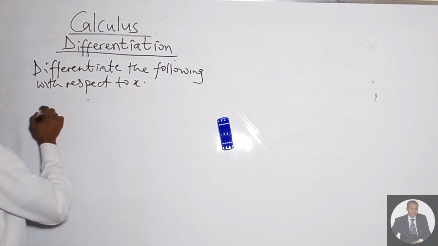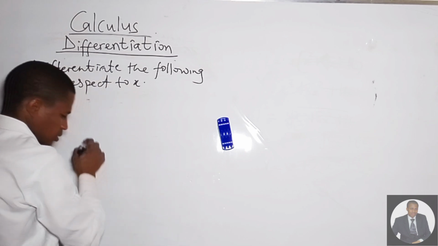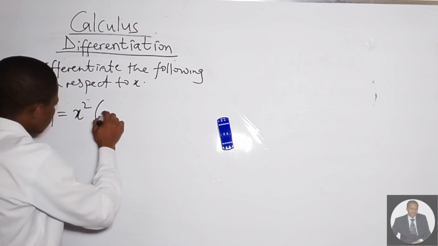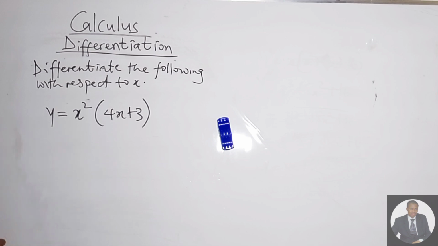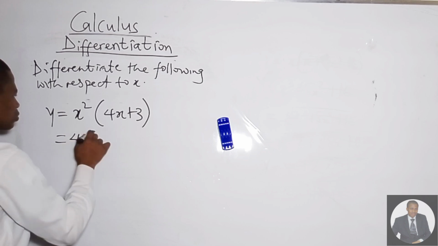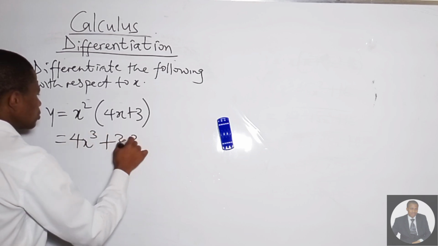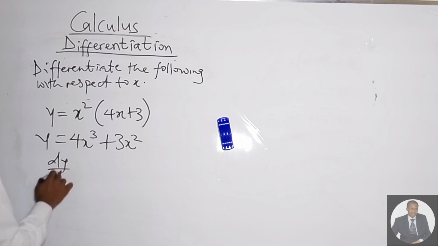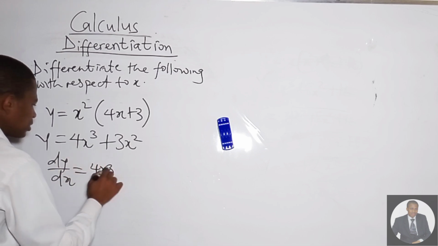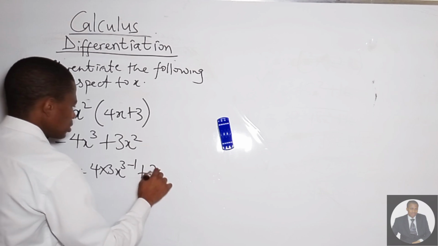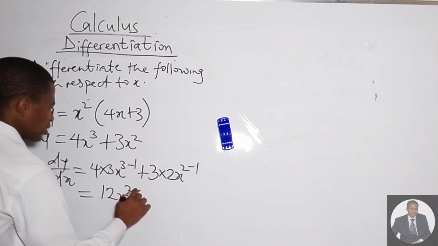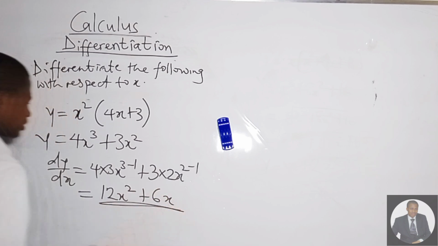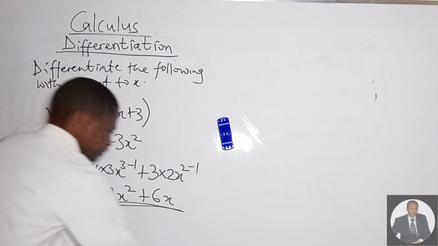Another question, y equals x squared into 4x plus 3. Before we can find the derivative of this, the differential coefficient, or differentiate this, we open up the bracket. We have 4x cubed plus 3x squared as our y. So the dy/dx will be 4 times 3x, 3 minus 1, plus 3 times 2x, 2 minus 1. That will give us 12x squared plus 6x as our answer here.